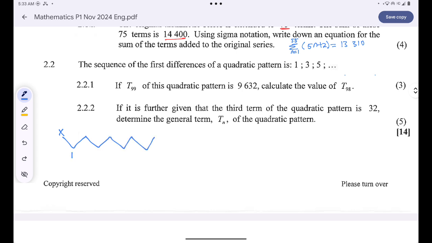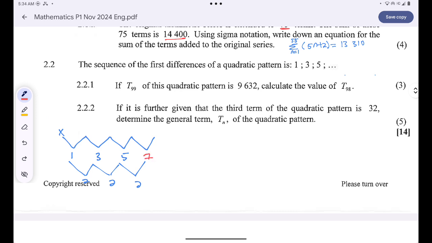And then we can find the next terms of our quadratic number pattern. Remember that we are told that we have 1, 3, and 5. So the common difference will be 2. Then if we have 2, that means over there we simply have 7.